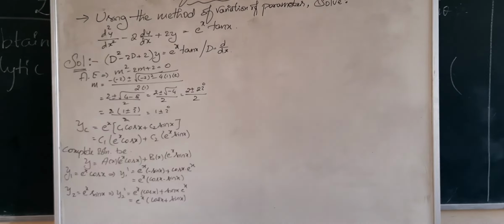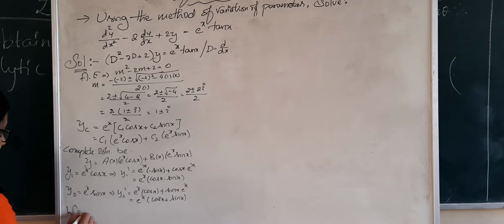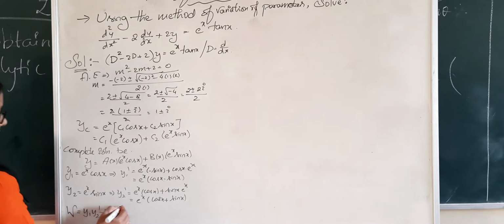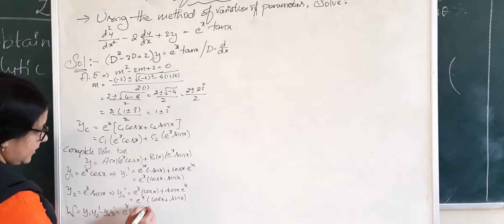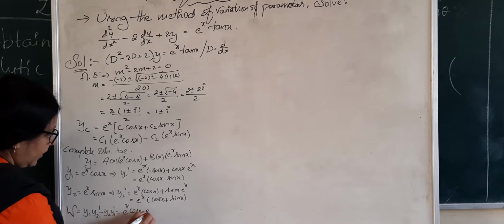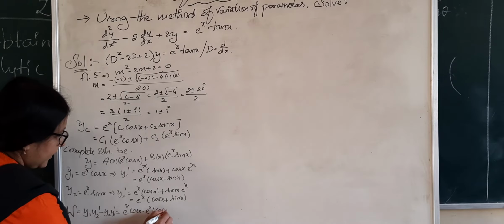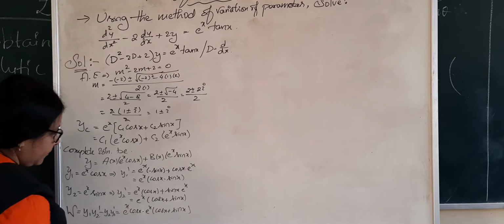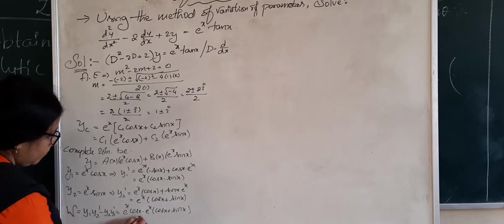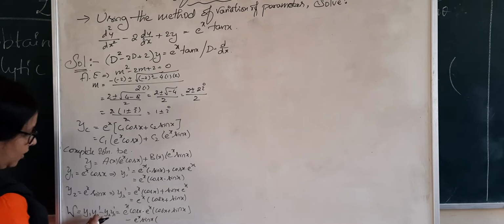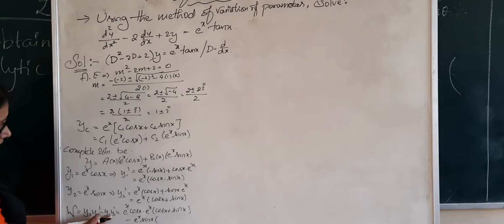Now let us find the Wronskian. W is equal to y1 y2 dash minus y2 y1 dash, which is equal to: what is our y1? y1 is e power x cos x into y2 dash, which is this entire thing, e power x into cos x plus sin x, minus again y2, which is e power x sin x, into y1 dash, which is e power x times cos x minus sin x.